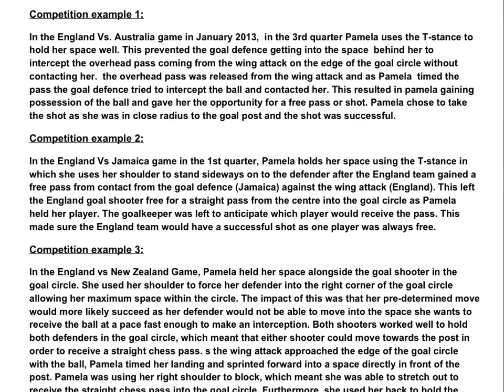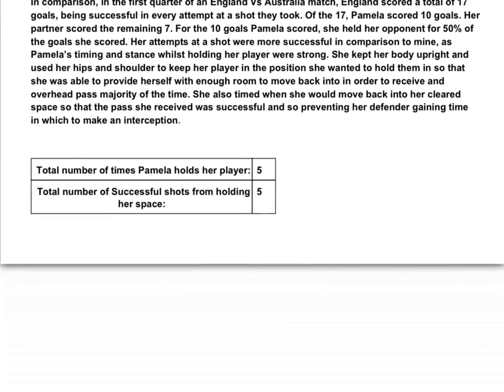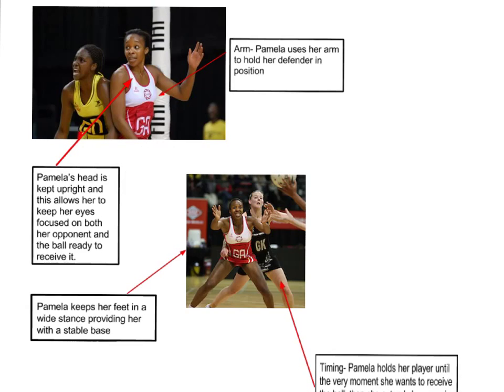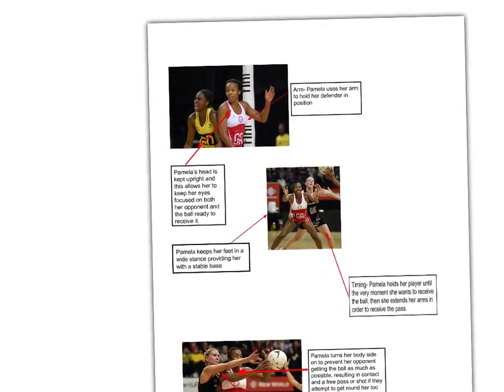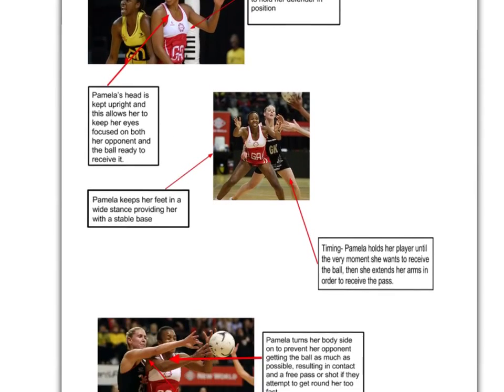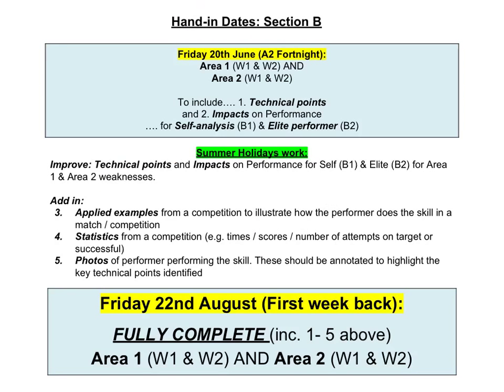Competition examples. Again for the elite performer, so we're sticking to a bit more of a template here. Stats exactly the same, and again the good use of the photographs. So you can see this is what Pamela's doing with her arms. I'm pointing to them on the photograph. This is her feet, wide stance and her timing, etc. And this is what's happening on that one. So important stuff.